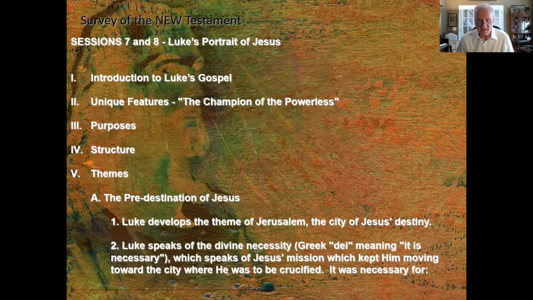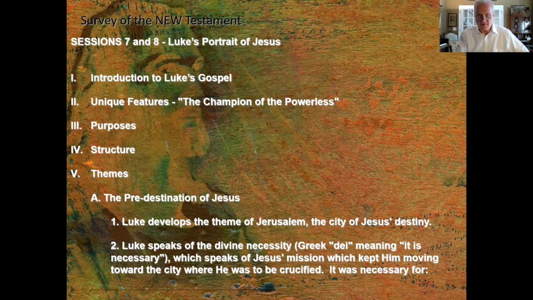A second way that Luke develops this theme of Jesus's predestination is how he speaks of Jesus's divine necessity. There is a Greek word, it's a three-letter word, dei, transliterated into English D-E-I. But in the Greek language, the word dei means it is necessary. And so that is the way Luke introduces Jesus's strong sense of mission, which kept him moving toward the city of Jerusalem where he was to be crucified.